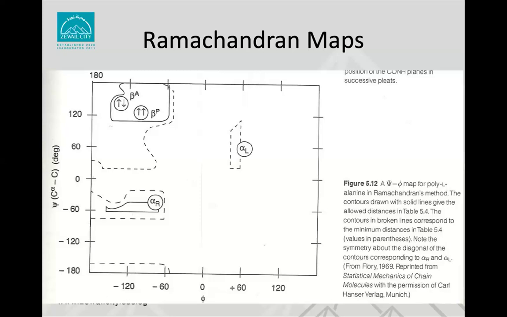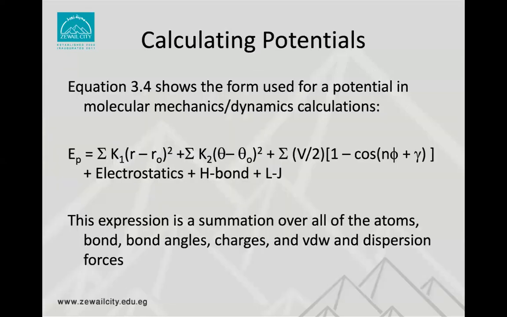So we have this region down here, which it turns out is characteristic of a type of protein secondary structure we call the alpha helix. And then up here, we have another region which is characteristic of another secondary structure called the beta strand. And then actually this area here, what's called the left-handed alpha helix, is also occupied. Now that map was just based on steric considerations.